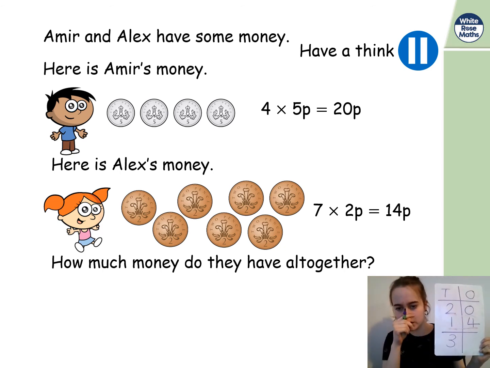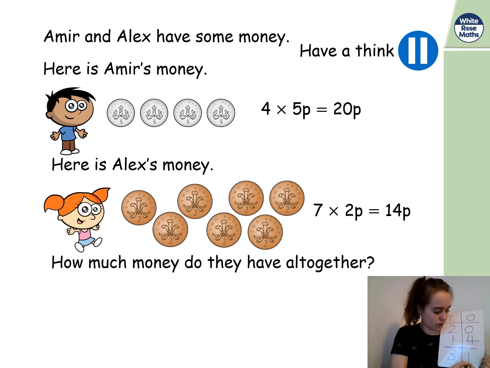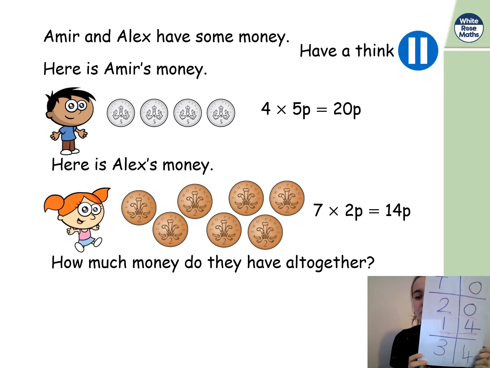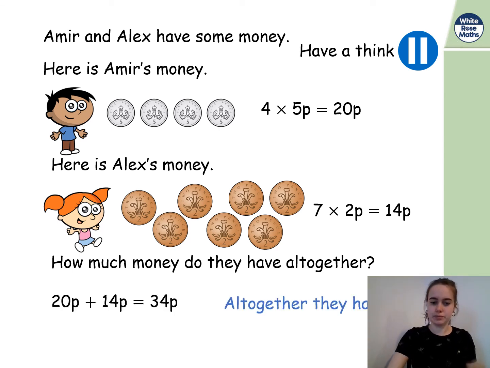And how many ones do I have in 20 and 14? I have got 4 ones. So my answer must in fact be 34p. You might want to work that out differently. So all together they had 34p.